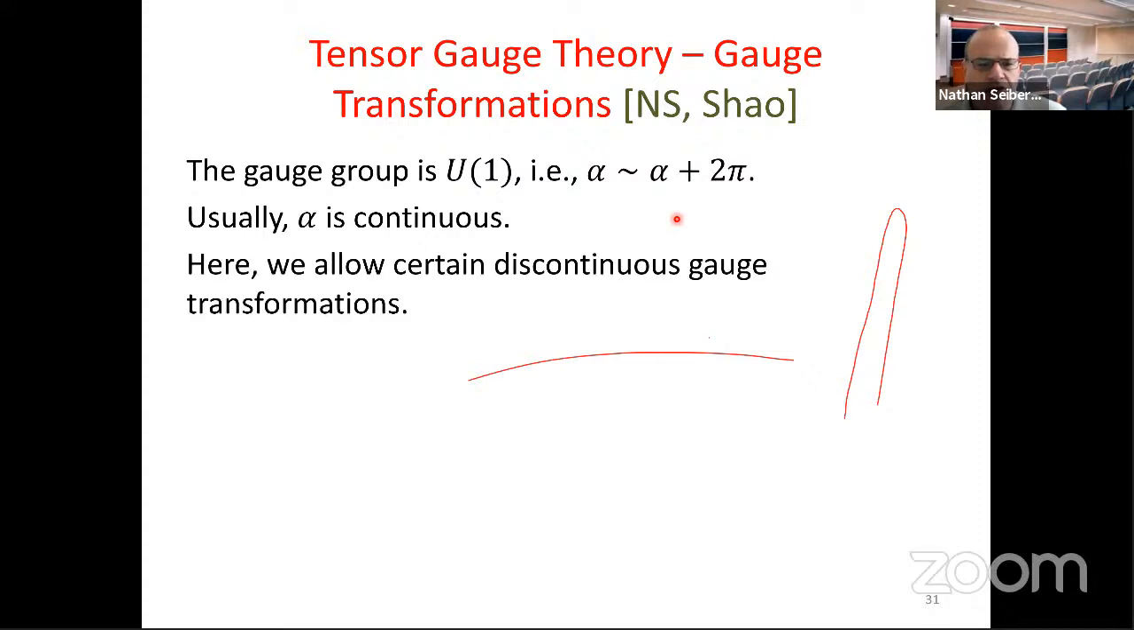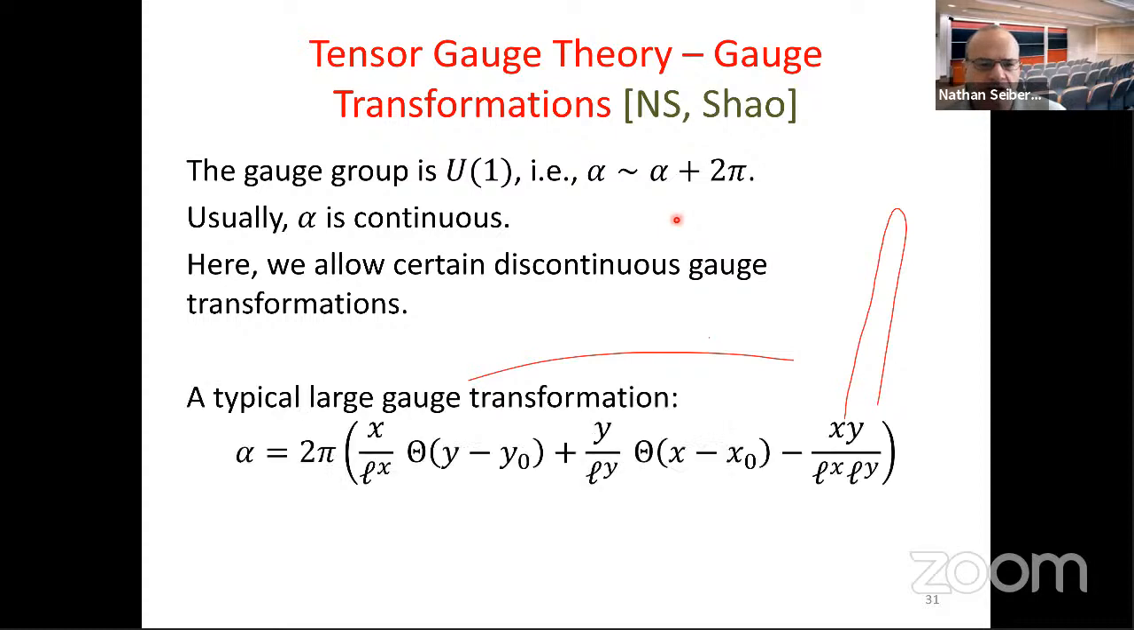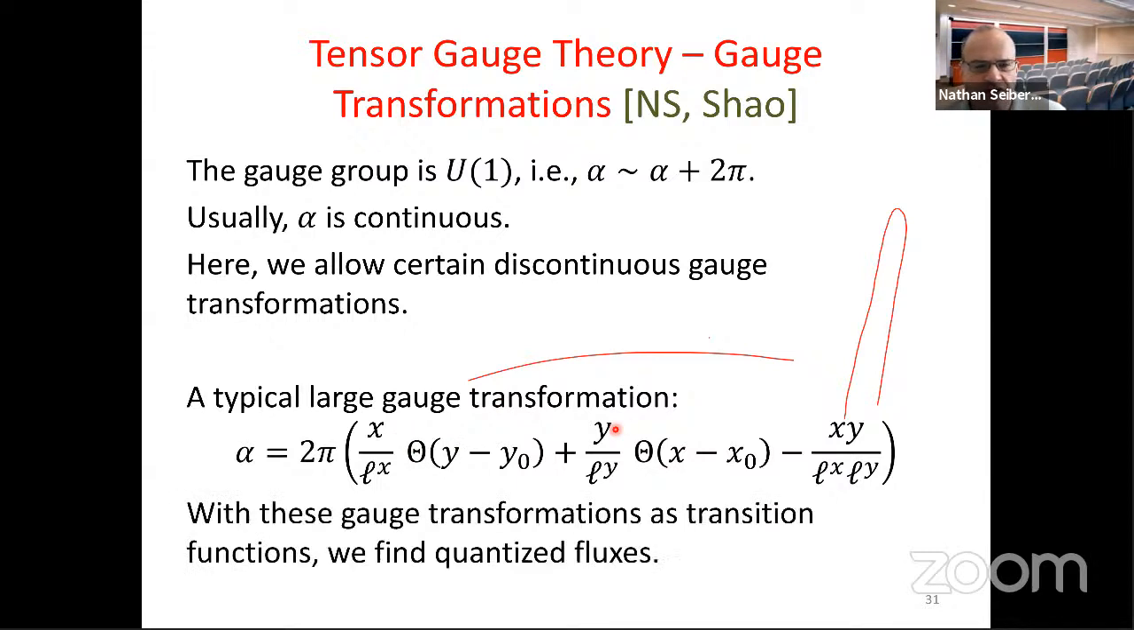Here we allow certain discontinuous gauge transformations, and I just wrote a formula for one of them with a Heaviside theta function. So this function jumps in y, but is smooth in x. This term jumps in x, but is smooth in y. And with such gauge transformations and transition functions, we find quantized classes.